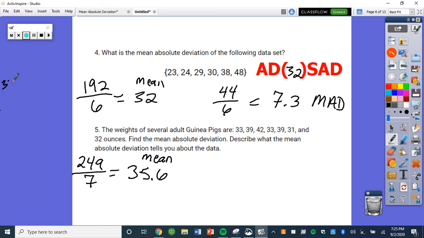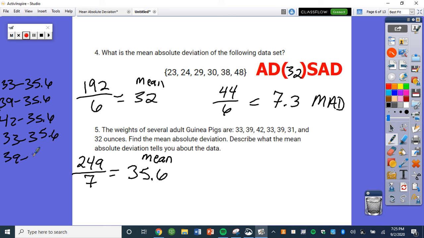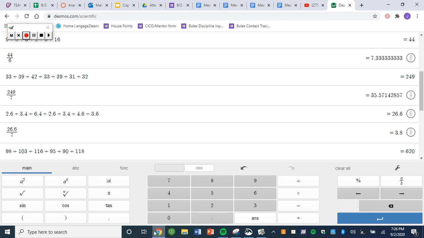So 33 minus 35.6, 39 minus 35.6, 42 minus 35.6, 33 again minus 35.6, 39 again minus 35.6, 31 minus 35.6, and then 32 minus 35.6. Alright, so now I go over here. I have them down so I can tell you.